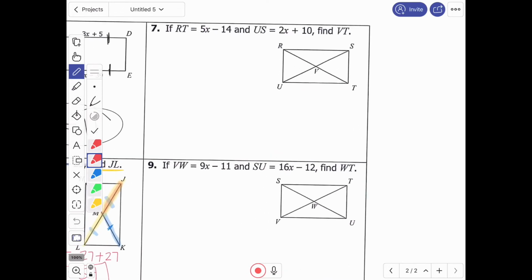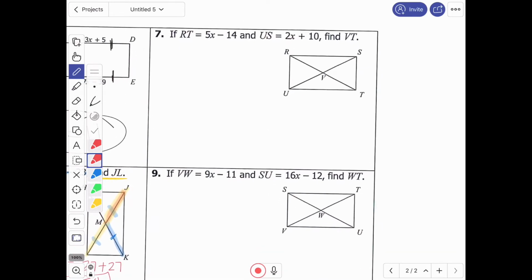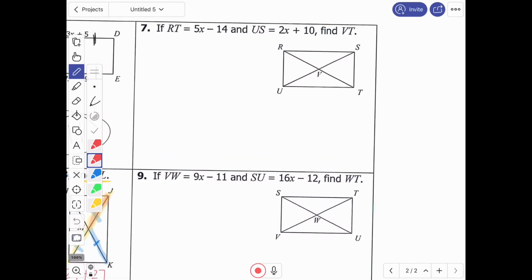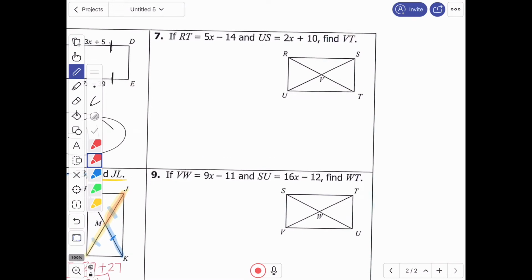On the next page, so I know I said do the odds and I messed that up in my video. You really should have done like 2, 4, 7 through 13 odd. So sorry about that if that was kind of confusing.